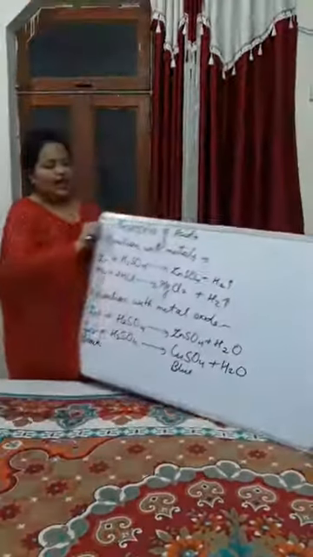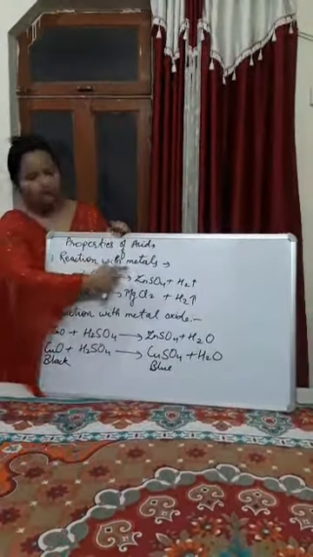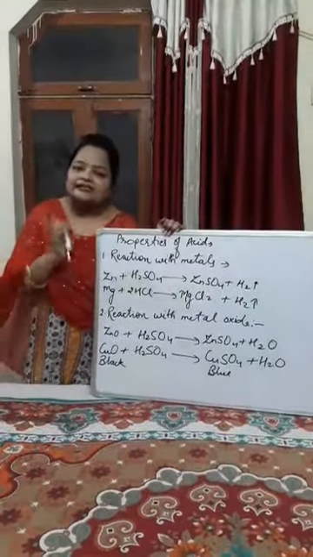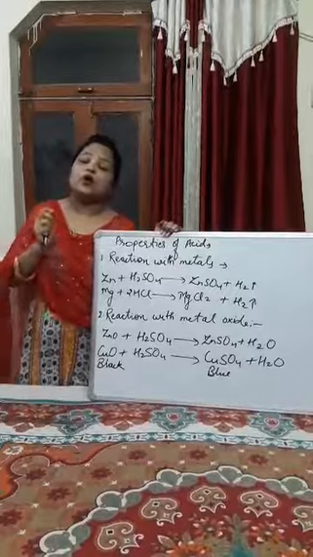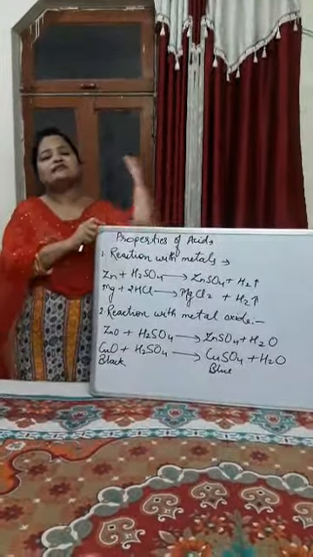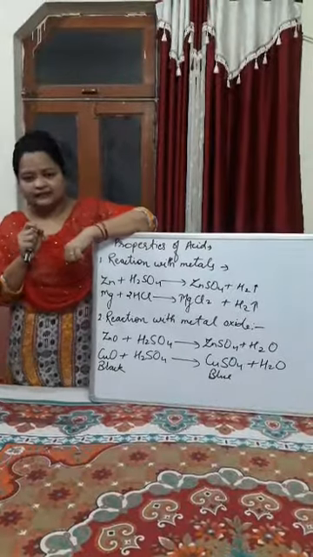Okay? So now we are going to explain the first property of acid, that is reaction of acid with metals. Okay? When any active metal reacts with acid, now what is meant by an active metal? You must have studied in class 8 about the reactivity series.